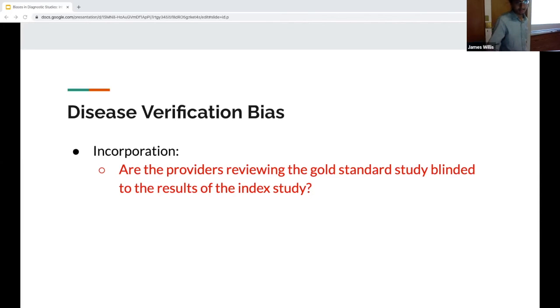So going on to disease verification bias, the incorporation. At least for this paper, the radiologists were not really aware of the bedside ultrasound findings, and so they weren't incorporated in the initial read. Obviously in real life, you'll get that call from radiology about whatever CAT scan or study you ordered, asking what you're concerned about, etc. So there is some influence there, but at least here you have this separation.